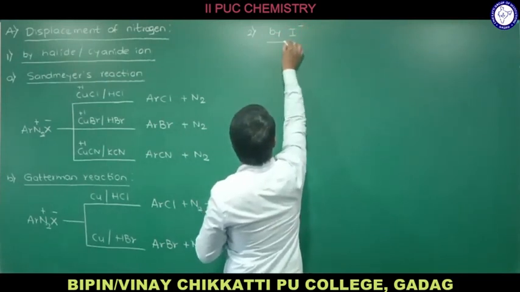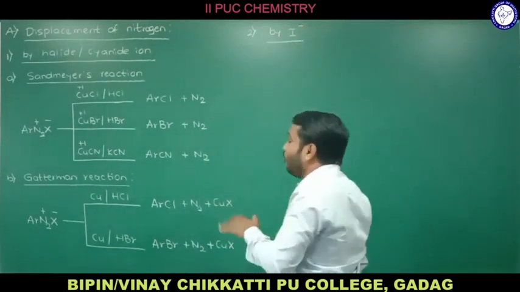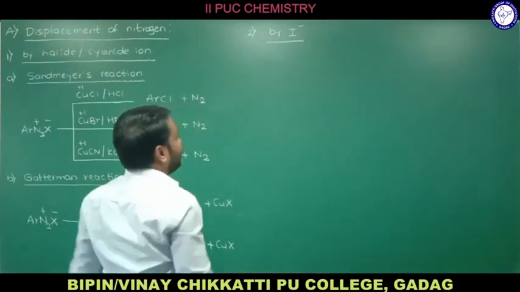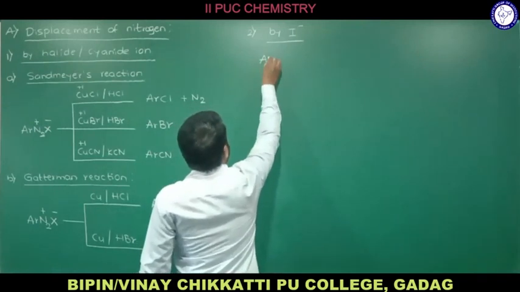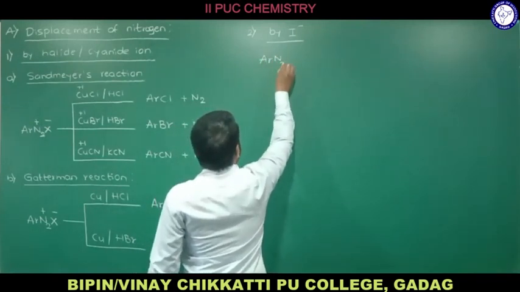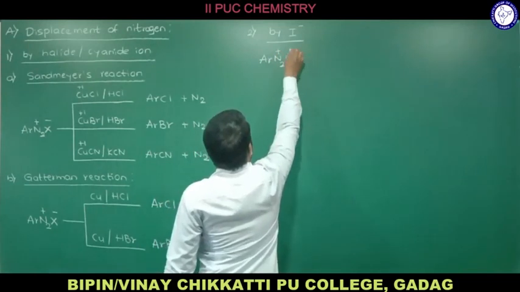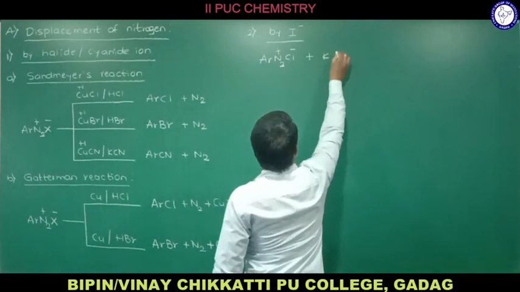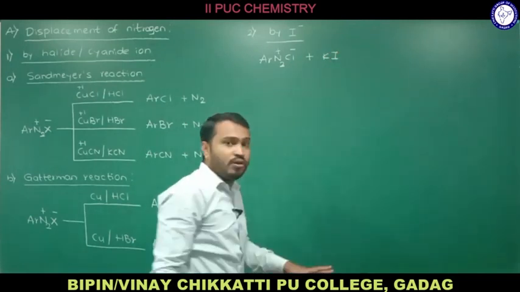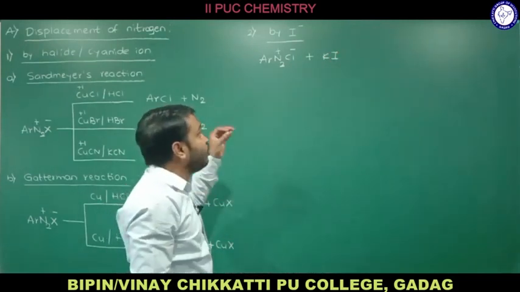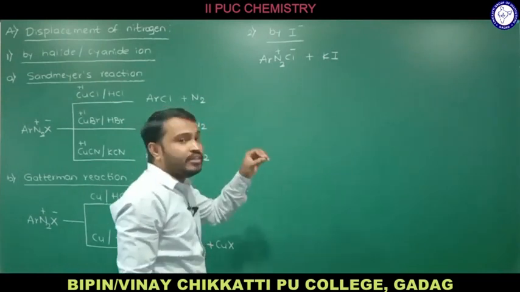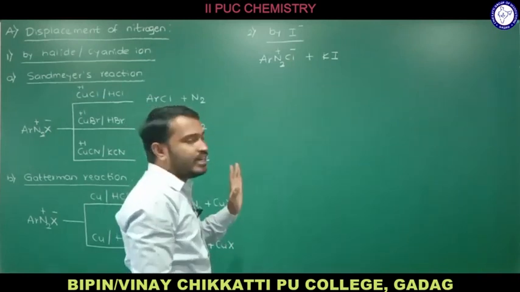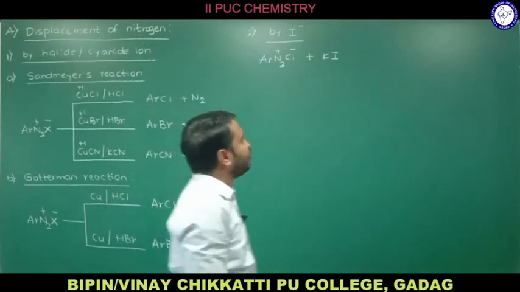So now I am going to displace the nitrogen of benzene diazonium chloride, or arene diazonium salt, by iodide. So how am I going to do that? I consider arene diazonium chloride, which has to react with KI, that is potassium iodide, because direct reaction of benzene with iodine is not possible or is very difficult. Therefore, we need arene diazonium chloride to react with potassium iodide.